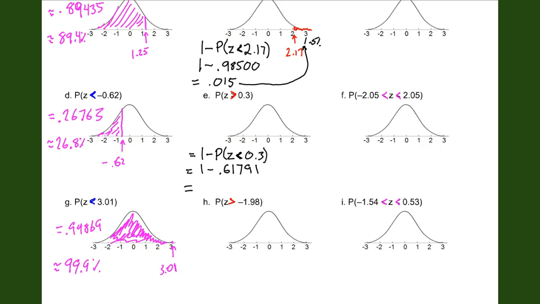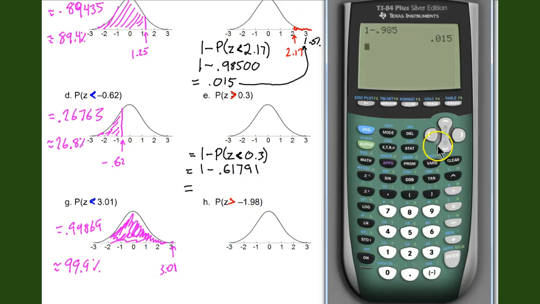Now we need a calculator. 1 minus 0.61791 equals. So we have 0.38209, which is approximately 38.2%. And let's look at the graph just to make sure that makes sense.